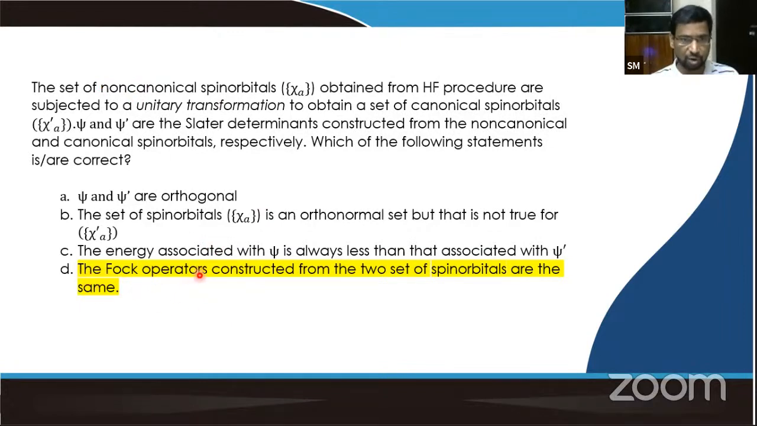Option D, the Fock operators constructed from the two sets of spin orbitals are the same. This is true because we explicitly showed that the sum of the Coulomb operators and the sum of the exchange operators, and therefore the Fock operator, are invariant to the unitary transformation. So this question takes you through the entire process and the consequences of the unitary transformation that takes us from non-canonical spin orbitals to canonical spin orbitals.